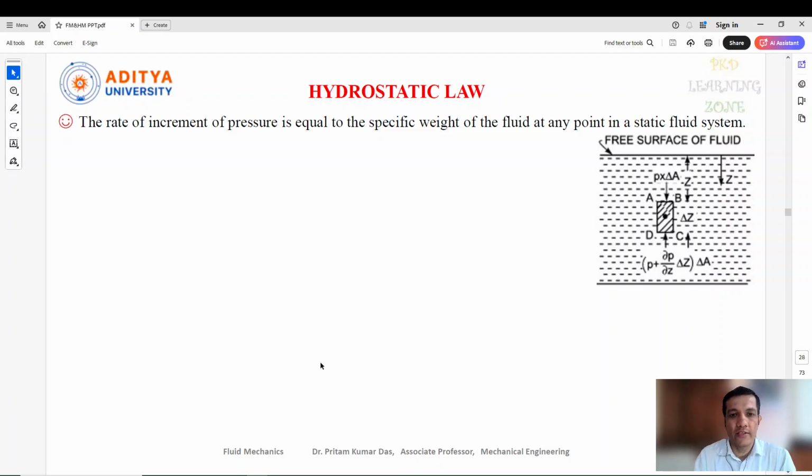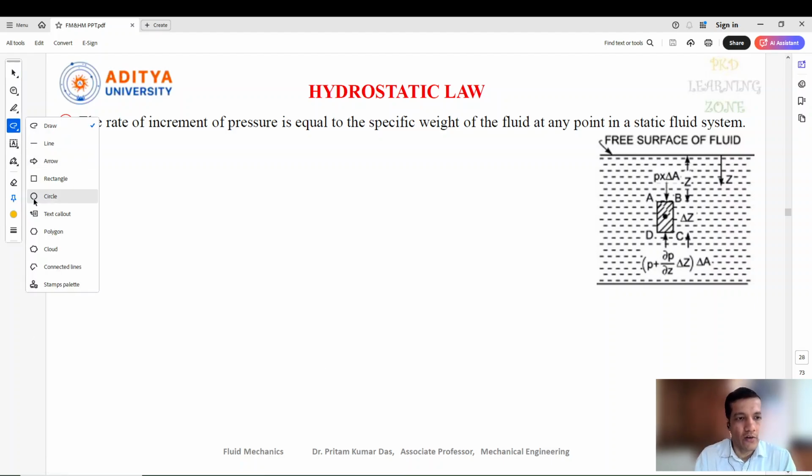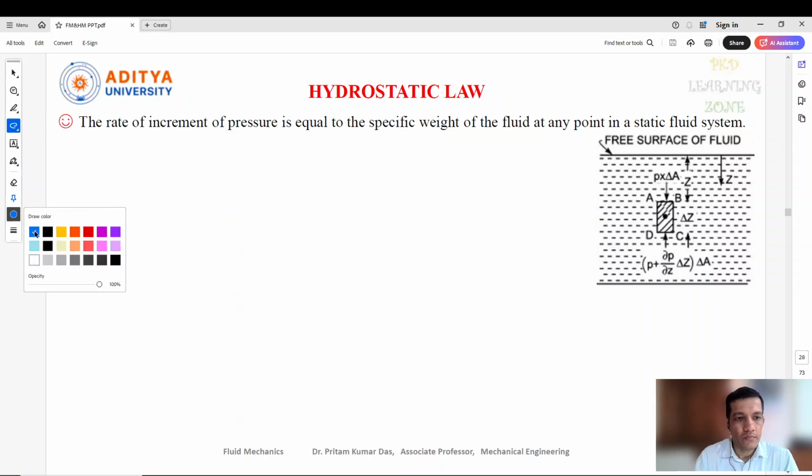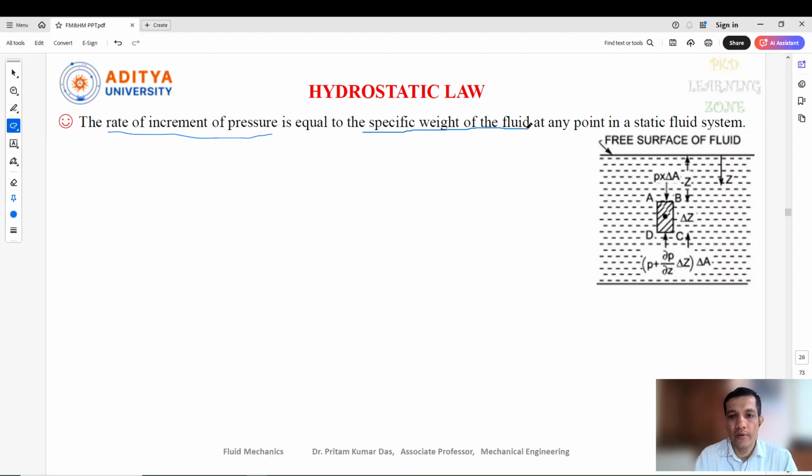In our previous lecture, we discussed Pascal's law. So let's discuss the concept of hydrostatic law. Hydrostatic law states that the rate of increment of pressure is equal to the specific weight of the fluid at any point in a static fluid system. Or we can say the rate of increment of pressure, moving in the vertical downward direction, is equal to the specific weight of the fluid.